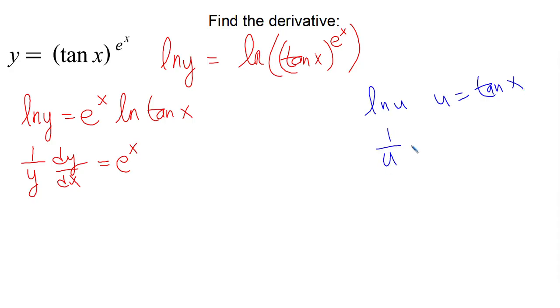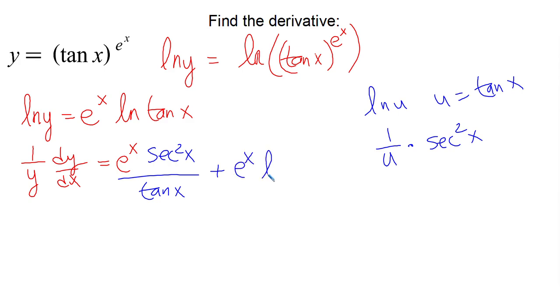So it's 1 over u times the derivative of tangent, which is secant squared. So the derivative of natural log of tangent of x is secant squared of x over tangent x, which we'll do a little work probably to simplify in just a second here. And then plus the derivative of e to the x, which is e to the x, and then times natural log of tangent of x.